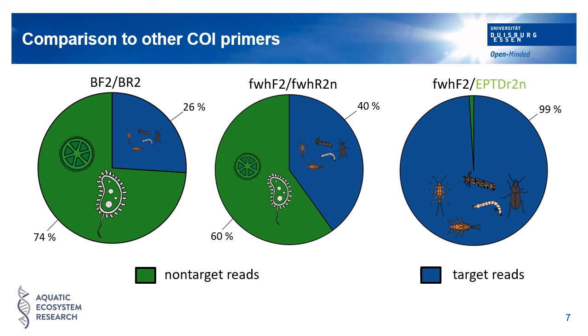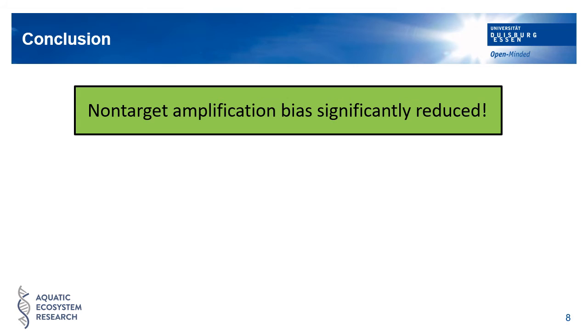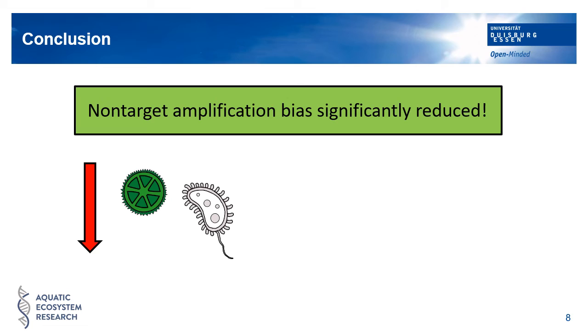When comparing the read abundance of target and non-target taxa with other, more universal primers, the new primer shows a much higher percentage of target reads. In this case, up to 99% are arthropod reads. Although some invertebrate taxa are underrepresented due to the difficulty in finding suitable primer regions separating target from non-target groups, the results show that with the new primer the non-target amplification bias is significantly reduced.